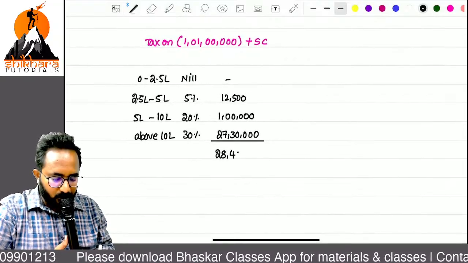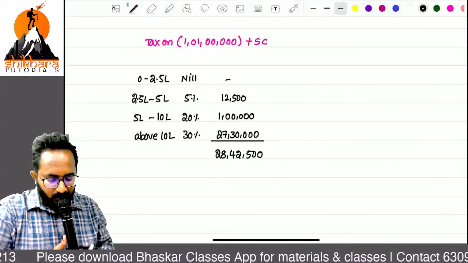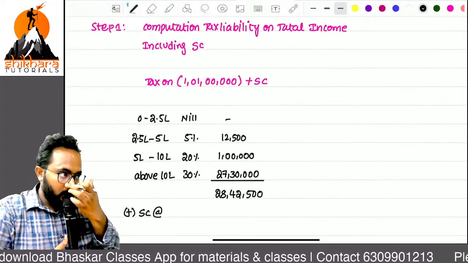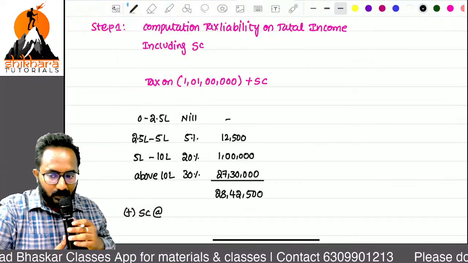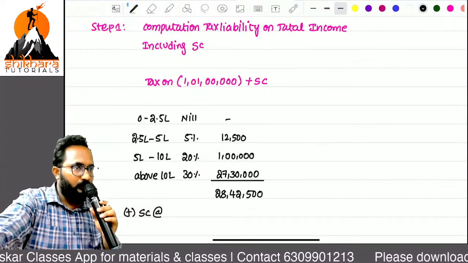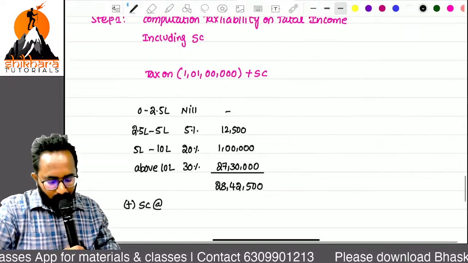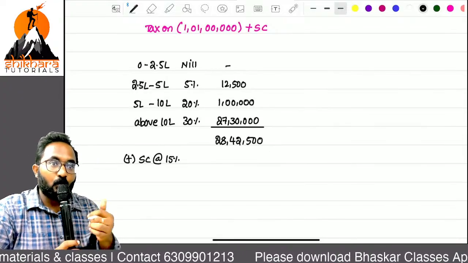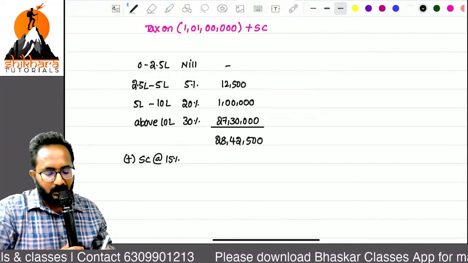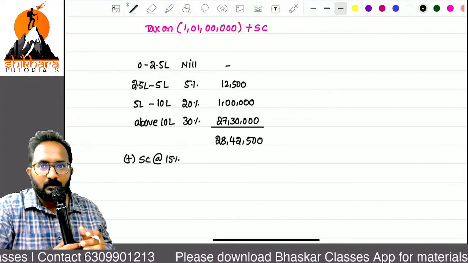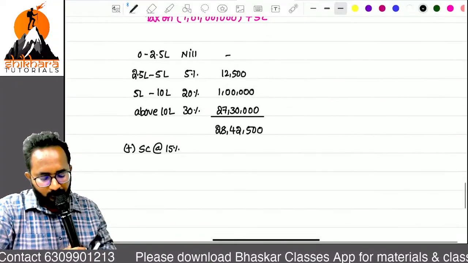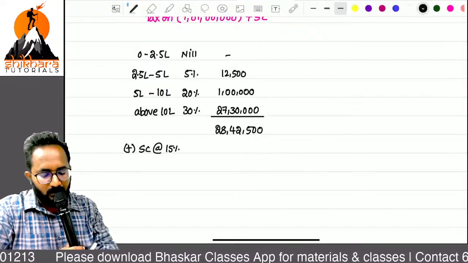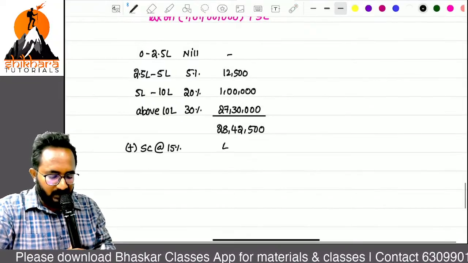28 lakh 42,500. So here we have to add surcharge. The surcharge at the rate of how much ma? Individual more than 1 crore ma. 50 lakh to 1 crore, how much ma? 50 lakh to 1 crore, 10%. So how much ma? Now 15%, because more than 1 crore. Now 15% is applied on how much ma? 28 lakh 42,500. How much you got ma? 4 lakh 26,375.